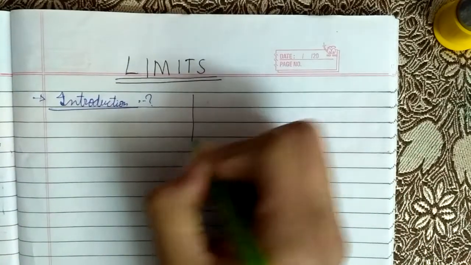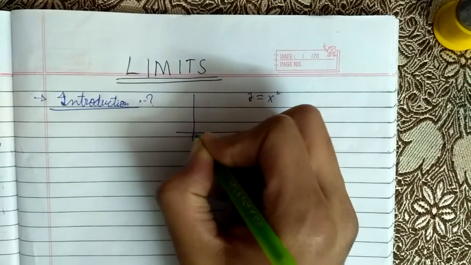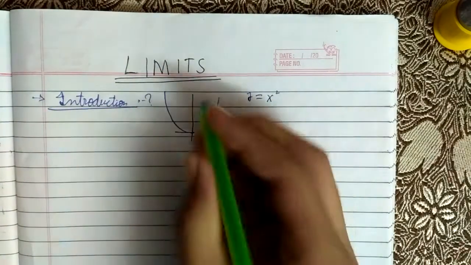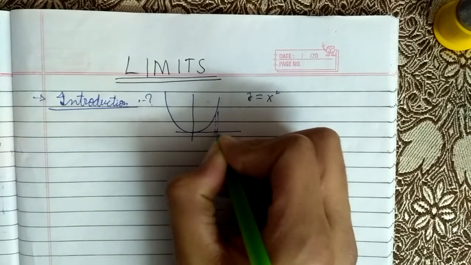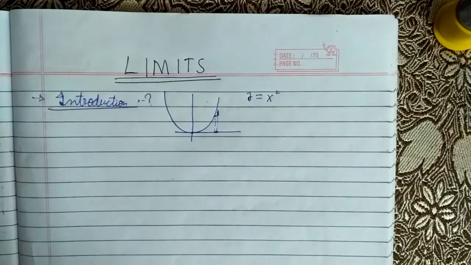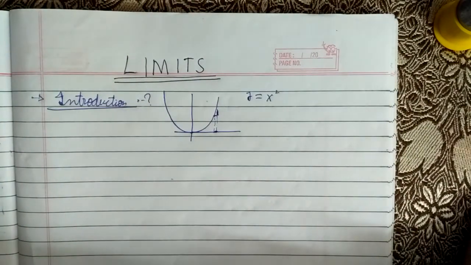For example, let the function be y equal to x square. The function is like this. For a small change in x, there is a small change in y. Okay, so let us continue.